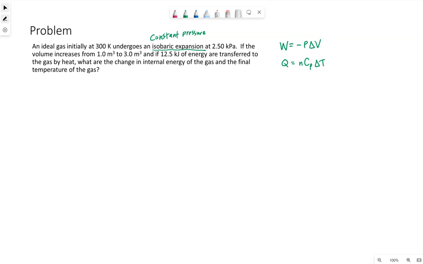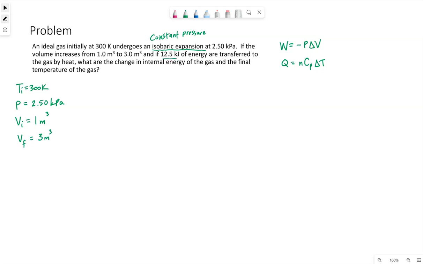I'm going to go ahead and write down what we know as well. So we're initially at 300 Kelvin. This expansion is happening at a pressure of 2.5 kilopascals. It's constant, so that's why I'm not putting a subscript on it. It's not changing. We have our volume. Initial is going to be 1 cubic meter. Our final volume is going to be 3 meters cubed.